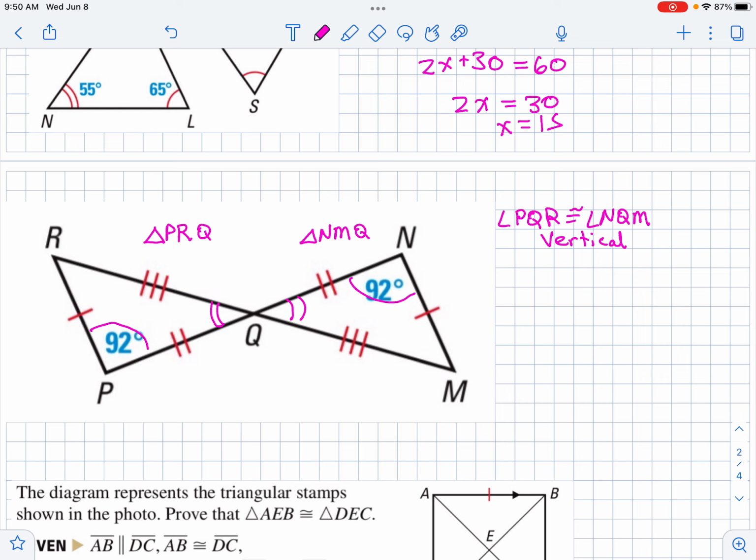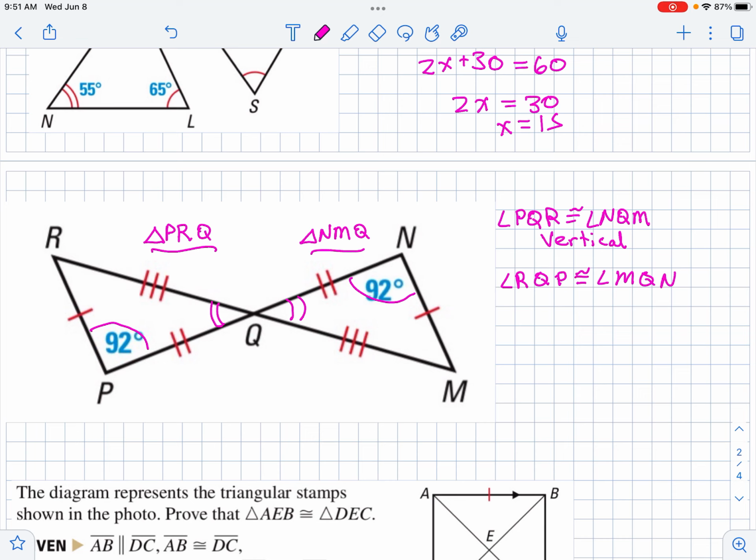Oh, as far as the naming goes, I'm looking at this. It might have been better if I said RQP is congruent to MQN. That might be a better way to order it, given the way I ordered it over here. But you get the point: we have these angles, and we're showing that they're congruent.